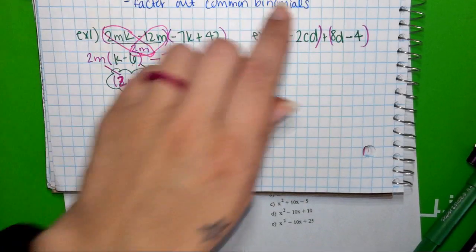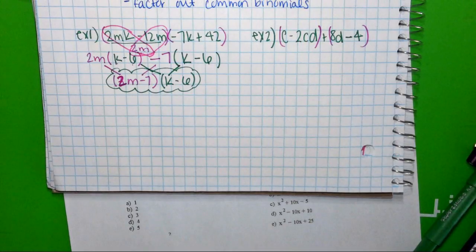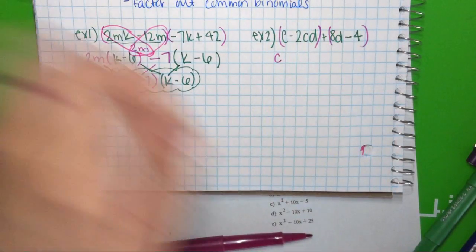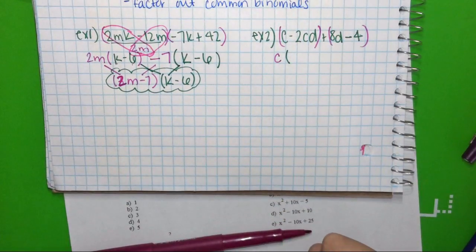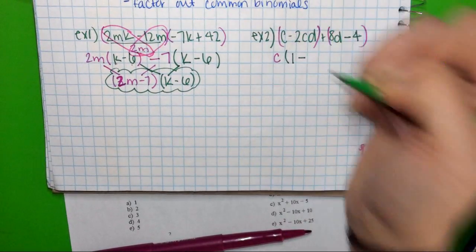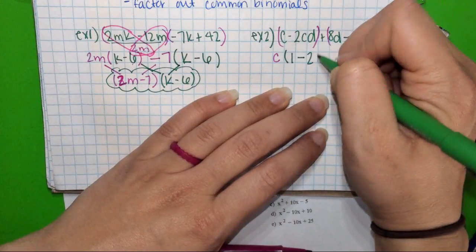All right, now, on the left side, what do those two terms have in common? C. All right, what is C divided by C? 1 minus, what is 2CD divided by C? 2D.